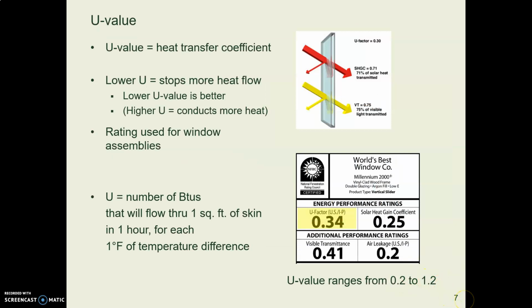U value means how much does the window conduct heat or not conduct heat, and so that's why you want a low U value. You don't want heat leaking out through that window. You want a low U value. And on these fenestration labels, you will always see a number for the U value.